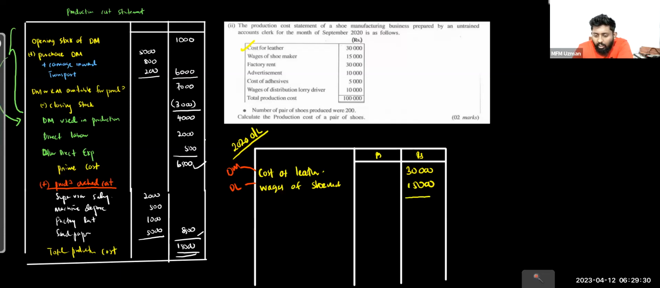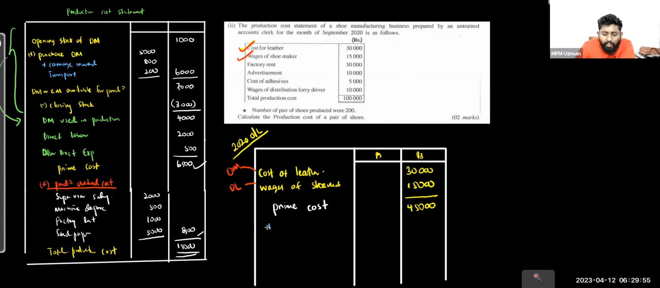Okay. So what do we call this 45,000, guys, everyone? There is no other direct expense. So what do we call this 45,000? We call it prime cost. This is easy for us. Yes, we also had done this. We know this. Agree? Is it clear? Right.